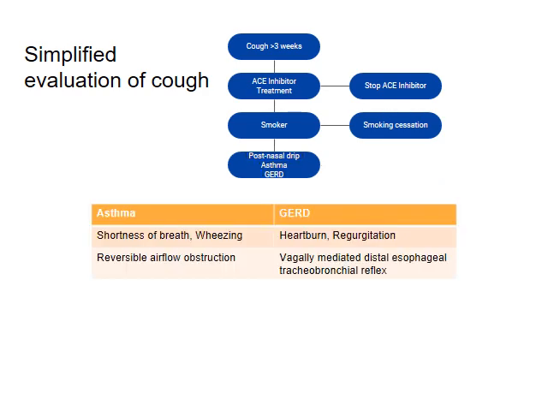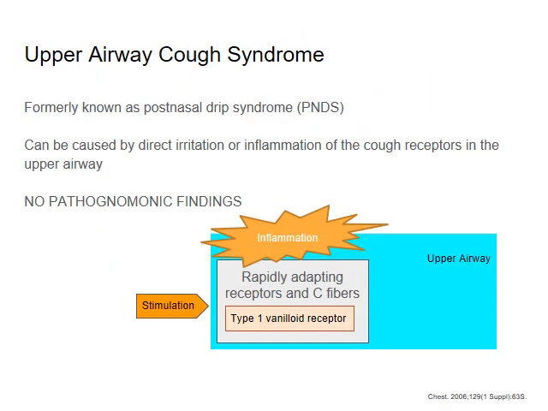Associated symptoms may give you clues on the possible cause of cough, like shortness of breath and wheezing in asthma, and heartburn and regurgitation in gastroesophageal reflux disease. For postnasal drip syndrome, or what is known as upper airway cough syndrome, it can be caused by direct irritation or inflammation of the cough receptors in the upper airway. There are no pathognomonic findings in this case.